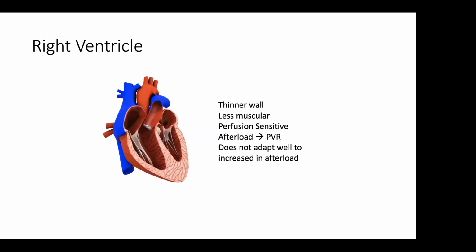Unlike the left ventricle, whose afterload is the systemic vascular resistance, the afterload of the right ventricle is the pulmonary vascular resistance. It does not adapt well to an increase in afterload. Although it has high capacitance, meaning that it can dilate and accommodate an increase in preload or volume, because of the thin wall it does not do well when it has to face an increased afterload.